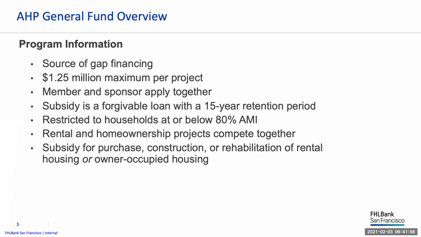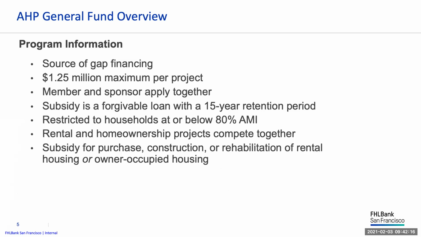The AHP is a source of gap financing to develop affordable units or provide down payment assistance for eligible households. The maximum award amount for a project is $1.25 million. Note that this is the same as last year, but less than in previous years. Because members and sponsors apply together, they are partners throughout the life of the award.